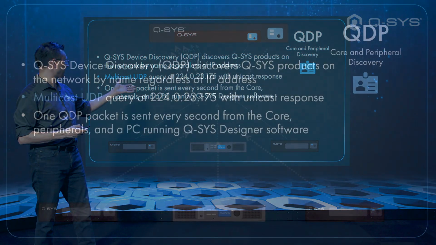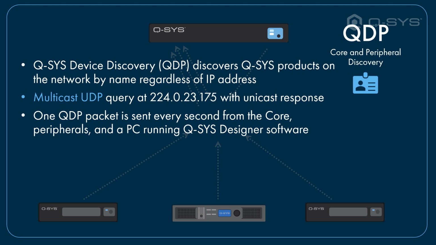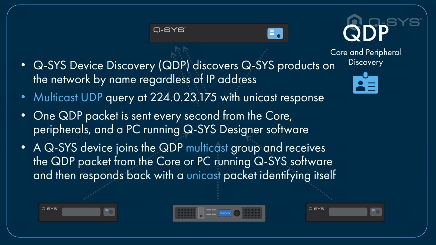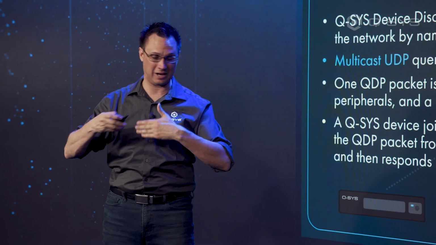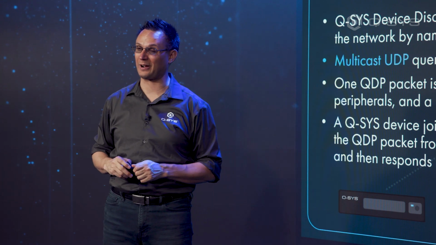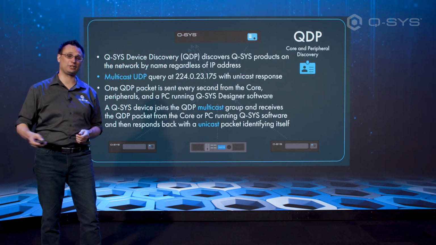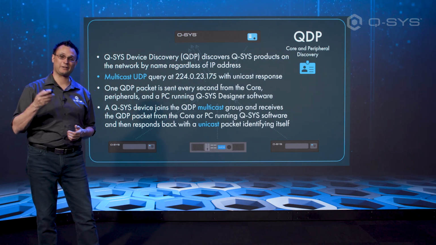Once again, that packet goes out every second from the core, from devices, from the software itself, and then they subscribe to the multicast group that wants to basically say, hey, we are Q-SYS. Keep us in mind whenever you're asking what Q-SYS devices are out there. So that's QDP, Q-SYS Discovery Protocol, very important.